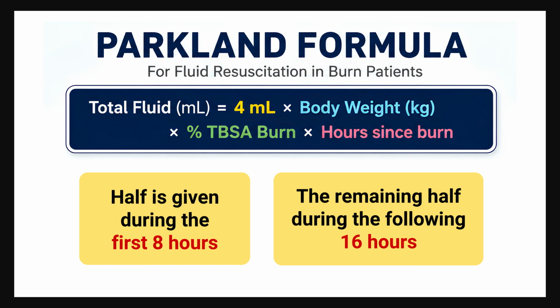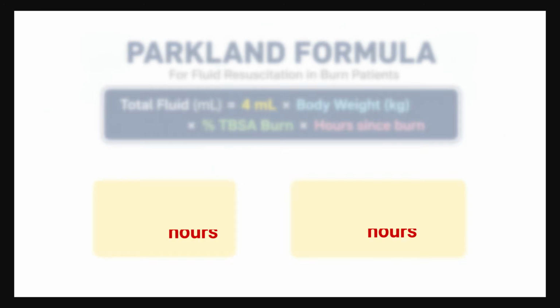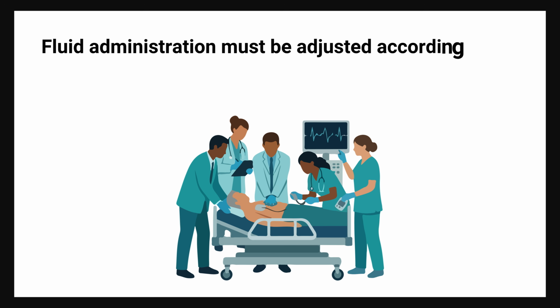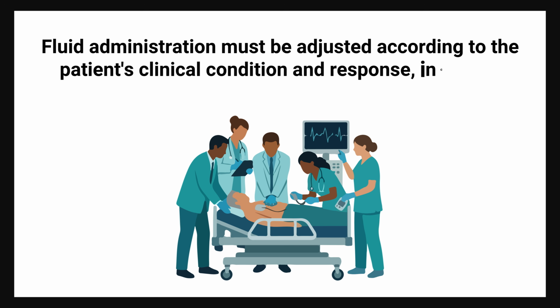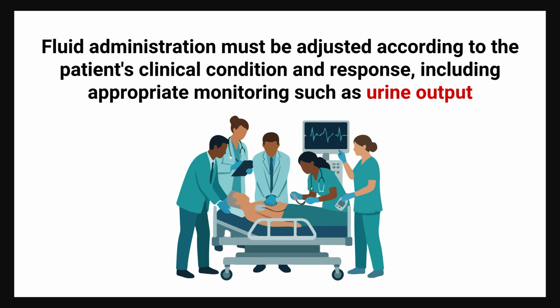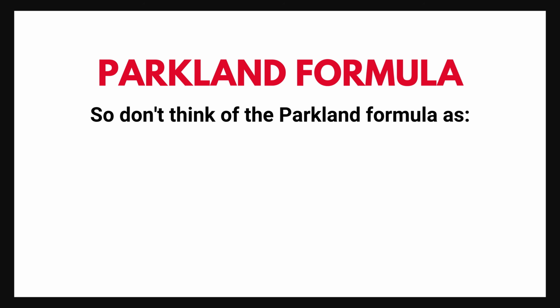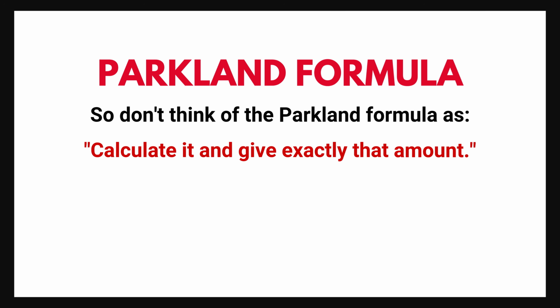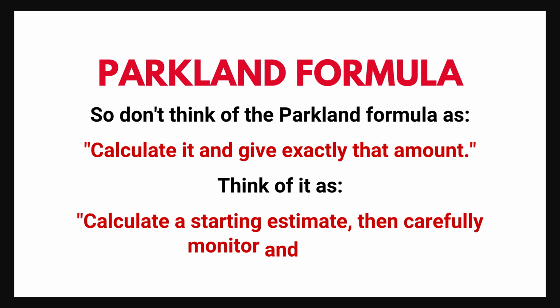But there is an extremely important point. The formula is only a starting estimate. Fluid administration must be adjusted according to the patient's clinical condition and response, including appropriate monitoring such as urine output. So don't think of the Parkland formula as calculate it and give exactly that amount. Think of it as calculate a starting estimate, then carefully monitor and adjust.